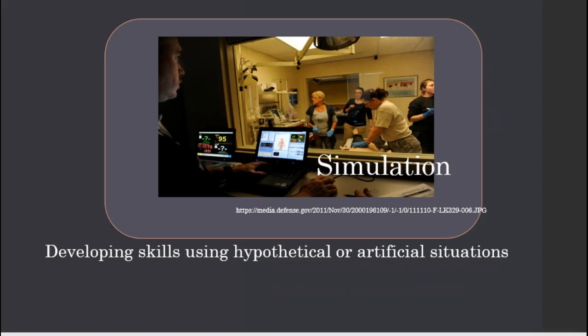Many healthcare providers in the clinical setting are familiar with simulation in some form or another, from the use of mannequins to practicing mock codes in CPR certification. Simulation learning is a method of practicing and developing skills using hypothetical or artificial situations. There are many benefits to using this model of learning as an enhancement to traditional study and hands-on clinical practice.